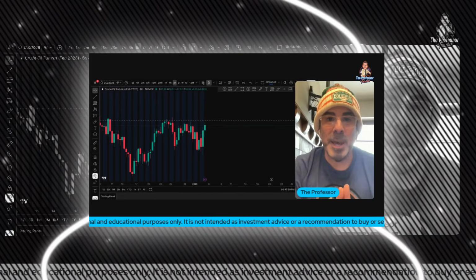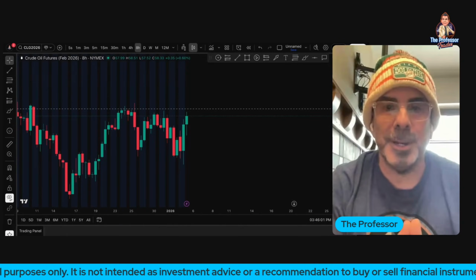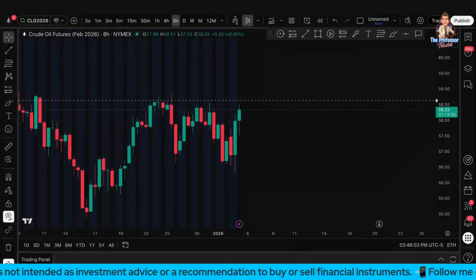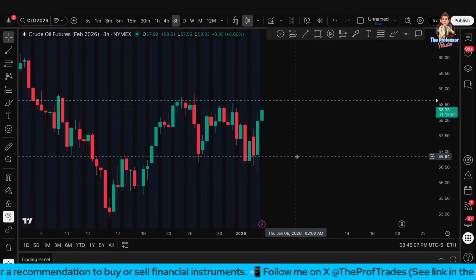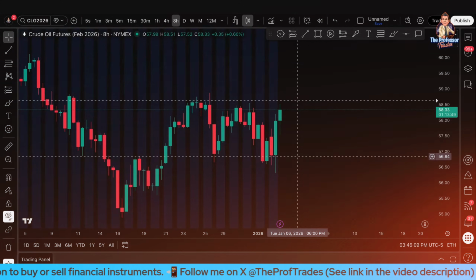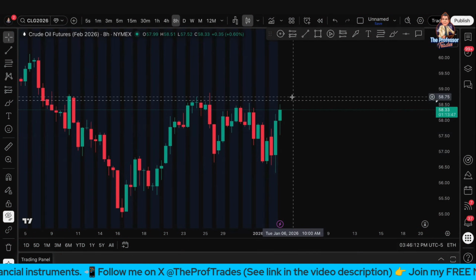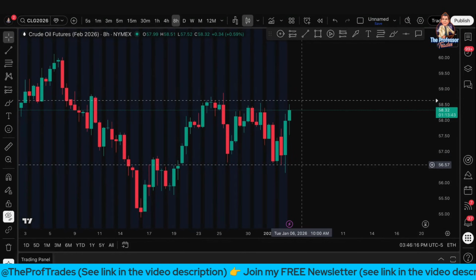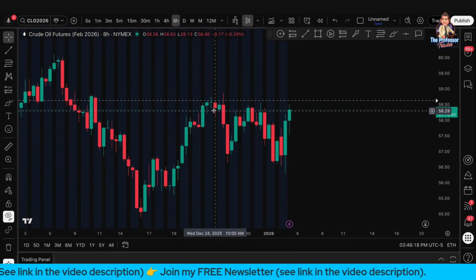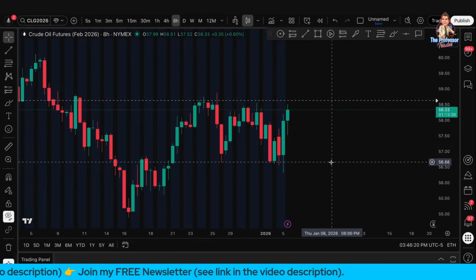Okay, so it's 4 p.m. Eastern Standard Time. The market is about to close in an hour. So let's go ahead and take a look at the price action for today for crude oil. We can see right here that we have been bullish on crude oil, but you can see that we have some resistance coming up ahead.